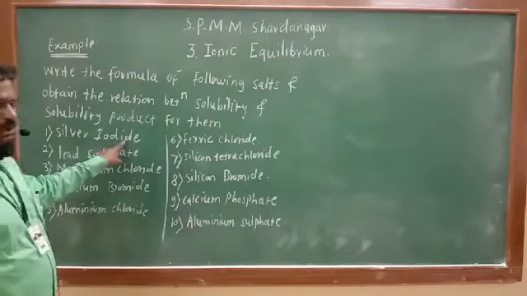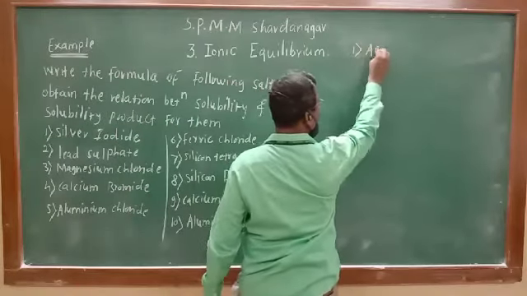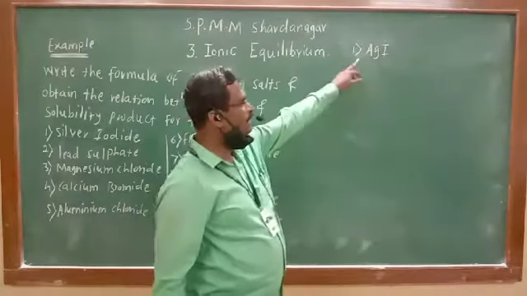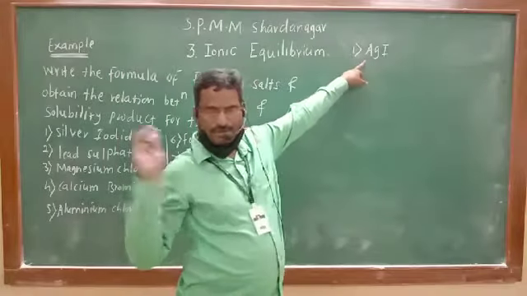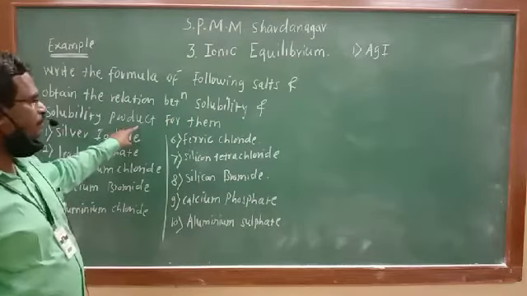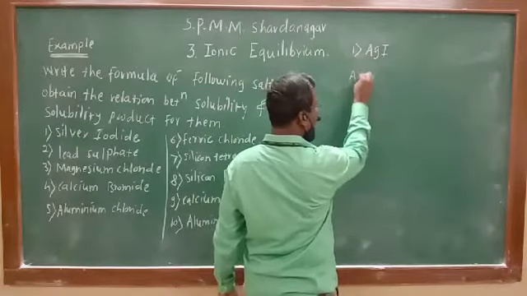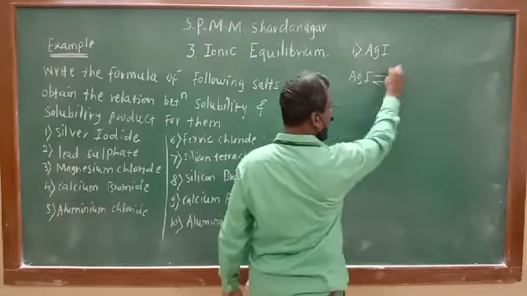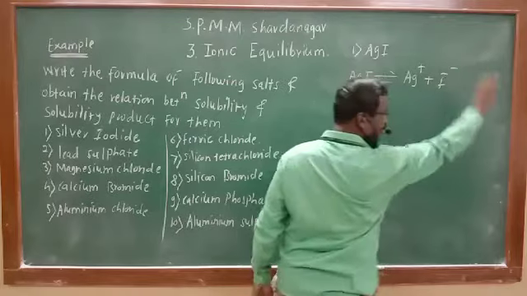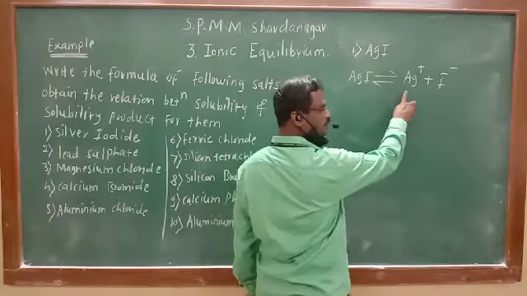First salt, silver iodide. Let us solve it one by one. How to write the formula, that I have told you. AgI is the formula of silver iodide. Now we have to obtain the relation between solubility and solubility product for silver iodide. This silver iodide is a salt undergoing dissolution, then dissociation, producing Ag+ and I−. If this is 1, this is 1, this is also 1.